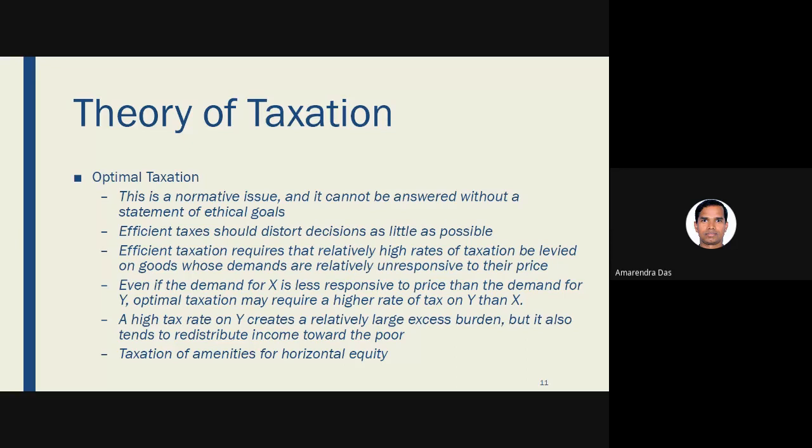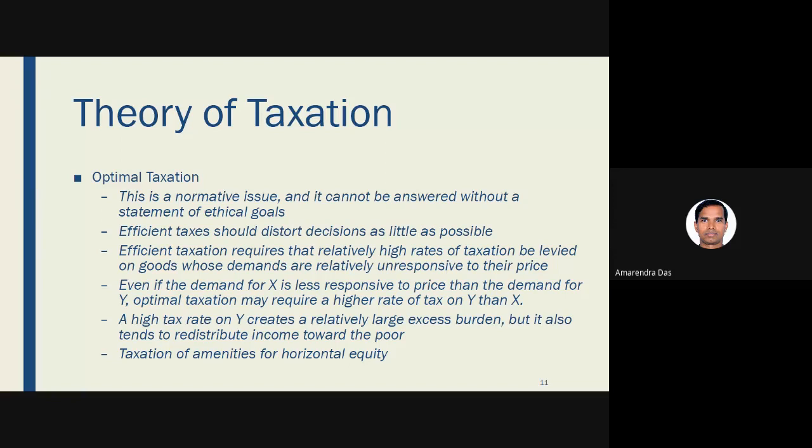So, let's say, for example, if you impose a tax on rice, then what will happen? People will definitely consume rice, even if you reduce the consumption of other things. People cannot stop the consumption of necessary commodities, and those are unresponsive to the prices. So if you tax those commodities, a disproportionate burden will go to the ordinary people. You can take an example. If there are two commodities X and Y, even if the demand for X is less responsive to the price than the demand for Y, optimal taxation may require a higher tax on X than Y.